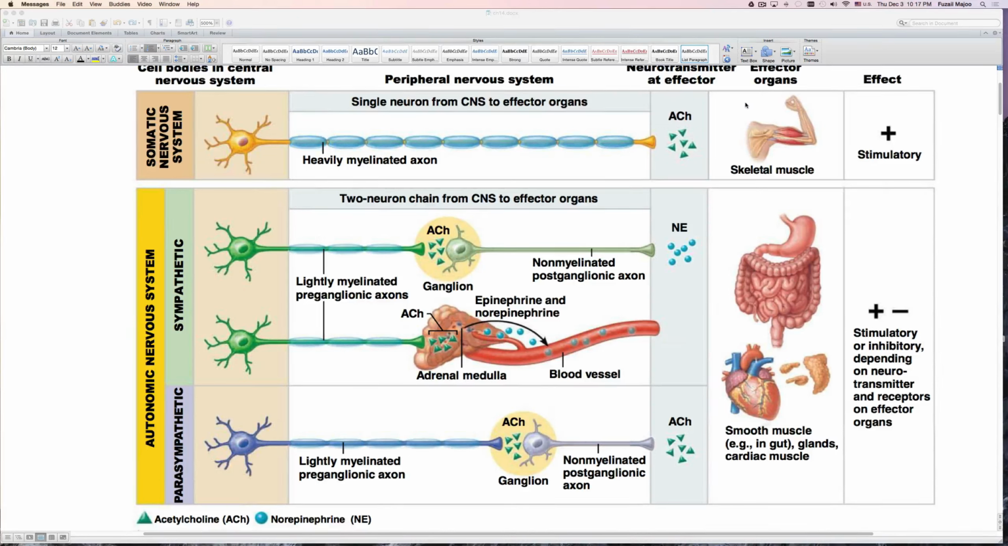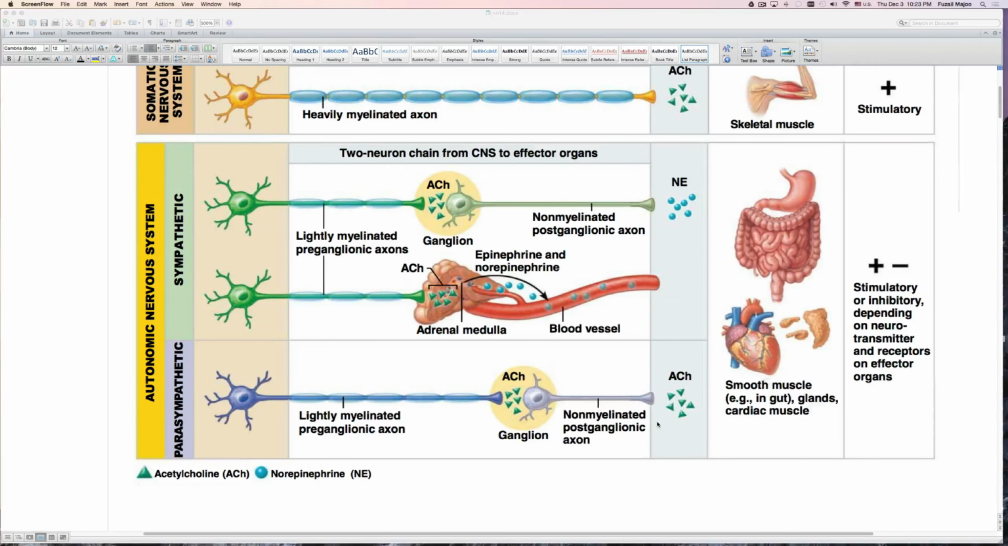So what's the effector organ? Skeletal muscle. Now in the ANS, for both the parasympathetic and the sympathetic divisions, the preganglionic axons are lightly myelinated, as you can see, and both the postganglionic axons are non-myelinated. For the neurotransmitter at the effector, we have norepinephrine for the sympathetic division and acetylcholine for the parasympathetic division. And the effects will be either stimulatory or inhibitory, depending on the neurotransmitter and the receptors on the effector organs.